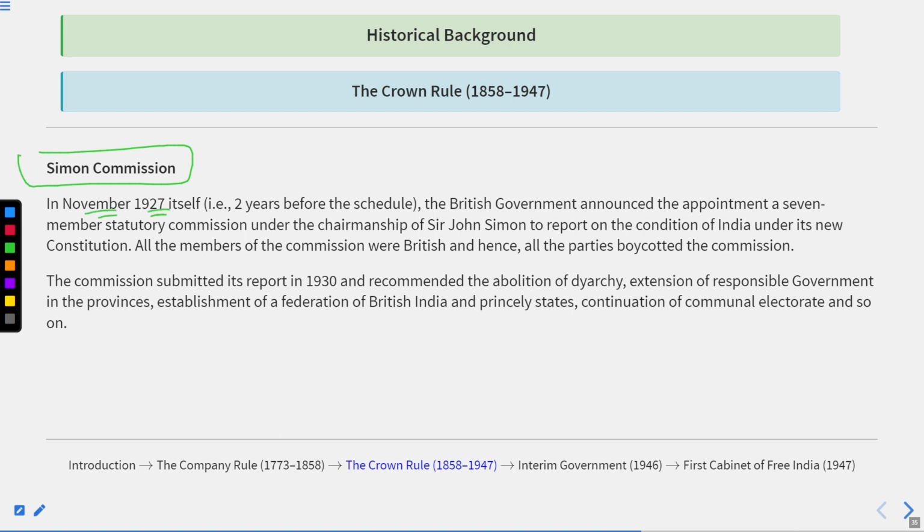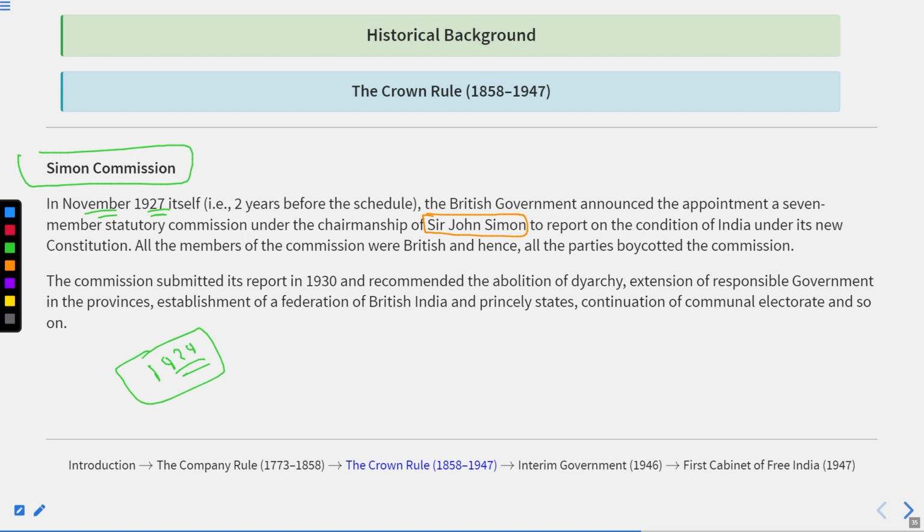In November 1927, 2 years before the schedule, like in 1929, that was supposed to be appointed, but it was actually appointed in 1927. The British government announced the appointment of a 7-member statutory commission under the chairmanship of Sir John Simon. That's why it is known as the Simon Commission. He was a member of the British cabinet, to report on the condition of India under its new constitution.